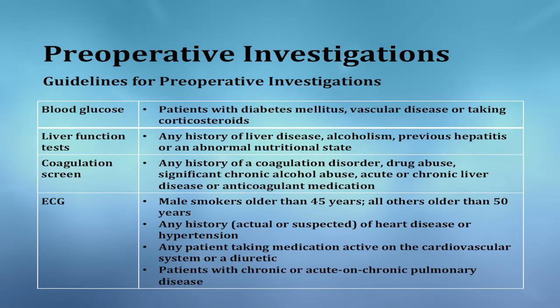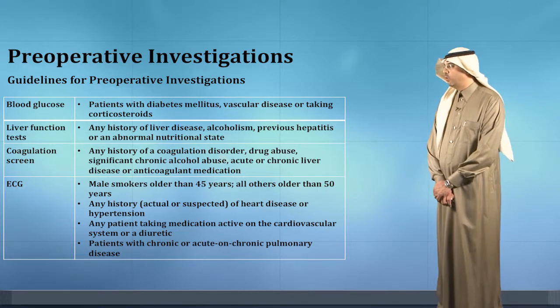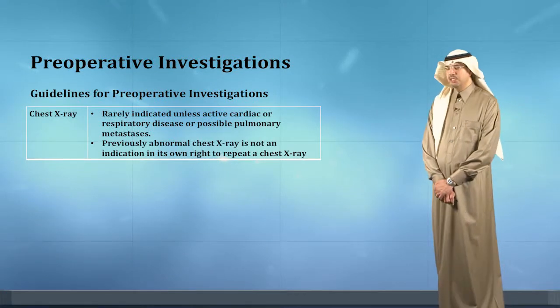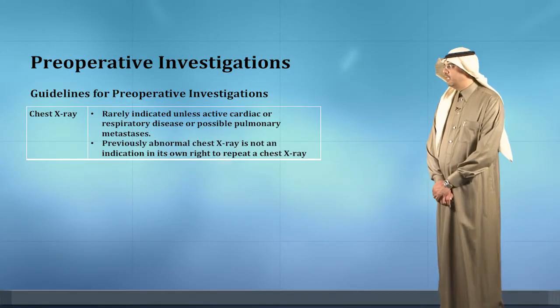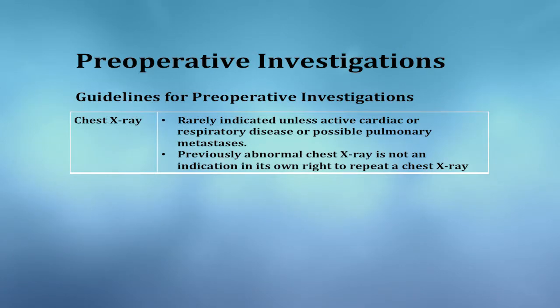ECG is recommended in male smokers older than 45 years and all others older than 50 years, any history or suspected history of heart disease or hypertension, patients taking medications for cardiovascular, systemic, or diuretic medications, or patients with chronic or acute and chronic pulmonary diseases. Lastly, the chest X-ray. It is rarely indicated unless active cardiac or respiratory disease is anticipated, and a previous abnormal chest X-ray is not in itself an indication to repeat a chest X-ray.